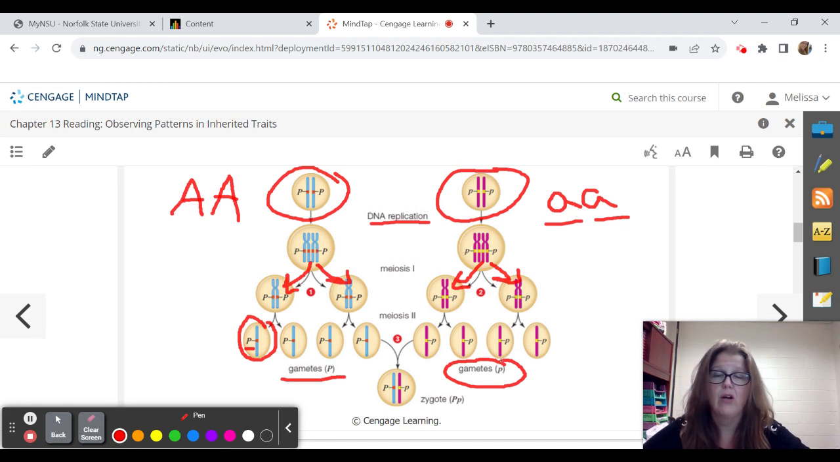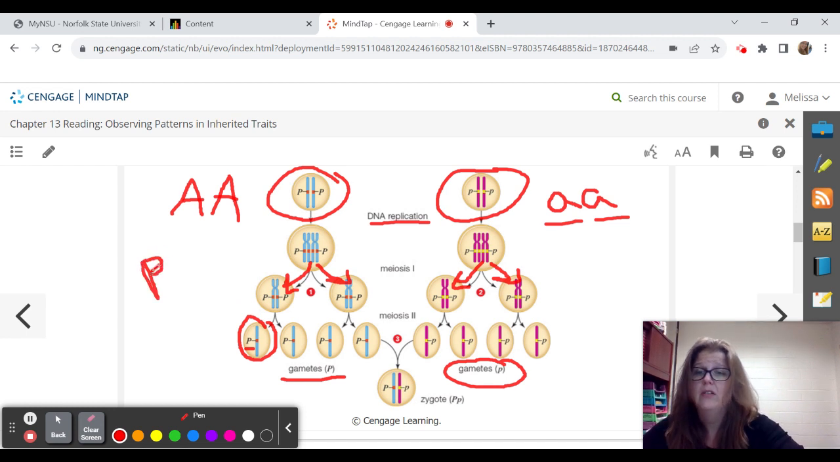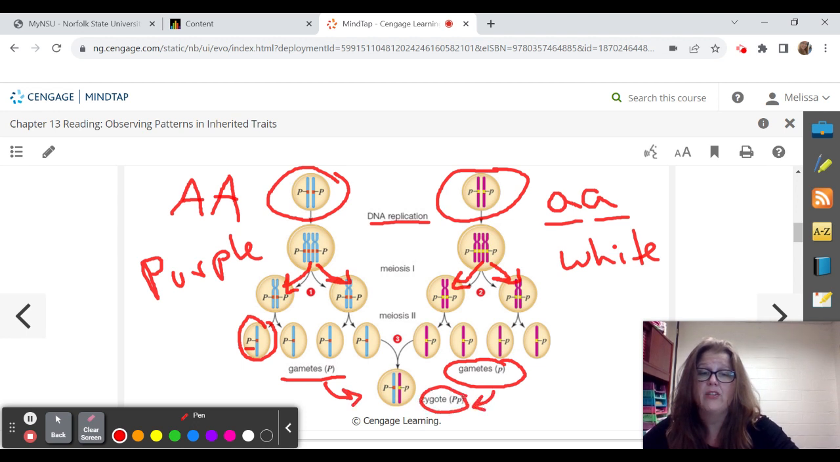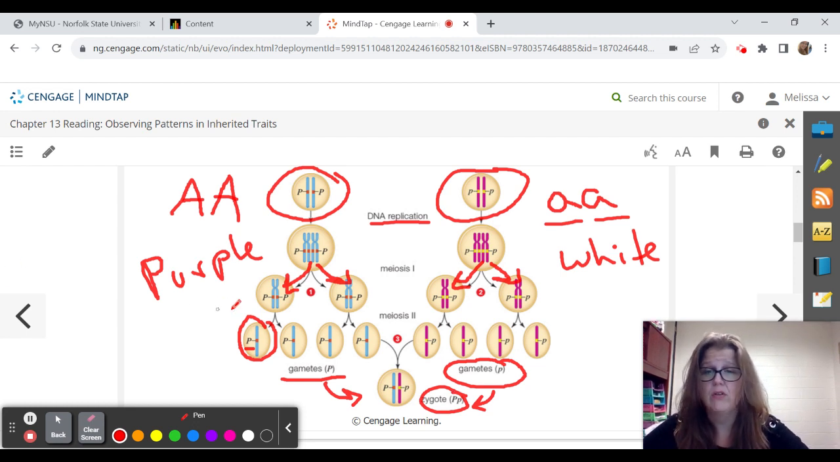Let's say it was the flower color, because that's what we keep talking about with Mendel's pea plants. If these 2 individuals have offspring, if we were to breed, let's say this purple and this white flower, so this would be our purple flower here, and this would be white. Well, this one's giving a dominant allele, this one's giving a recessive allele, so we're going to have offspring that are heterozygous for this trait and are going to have purple flowers.